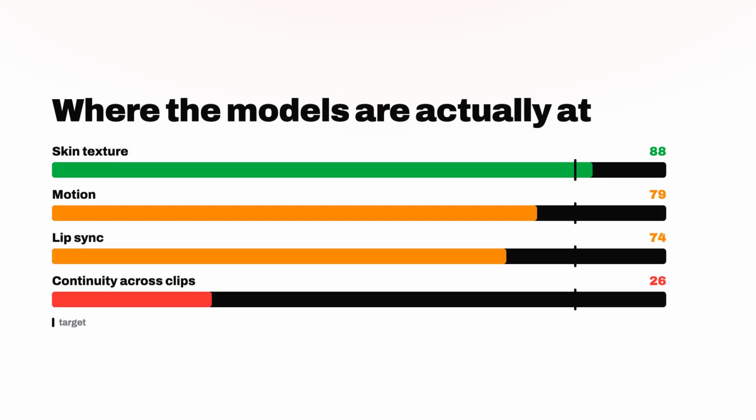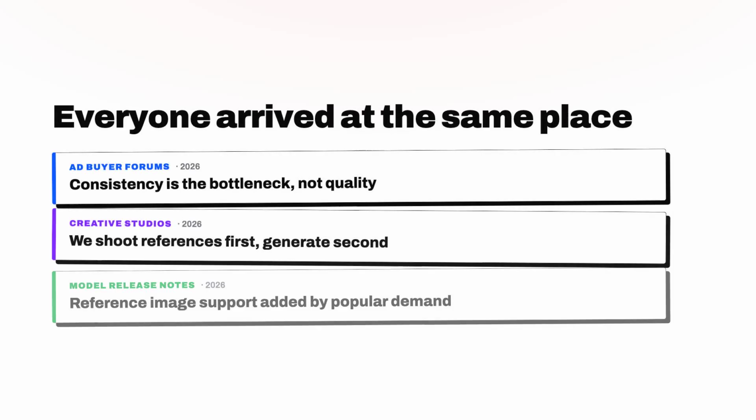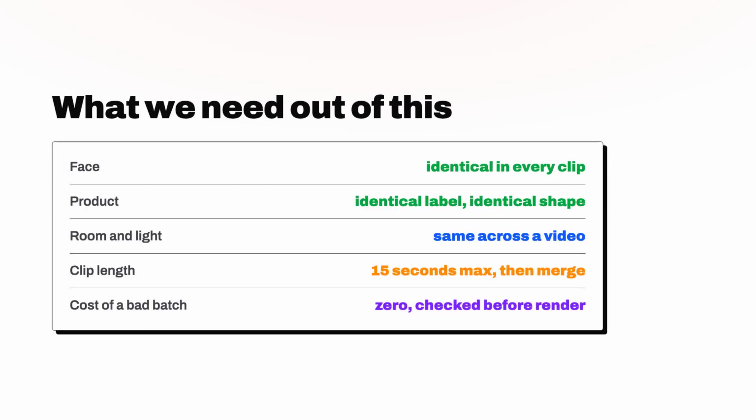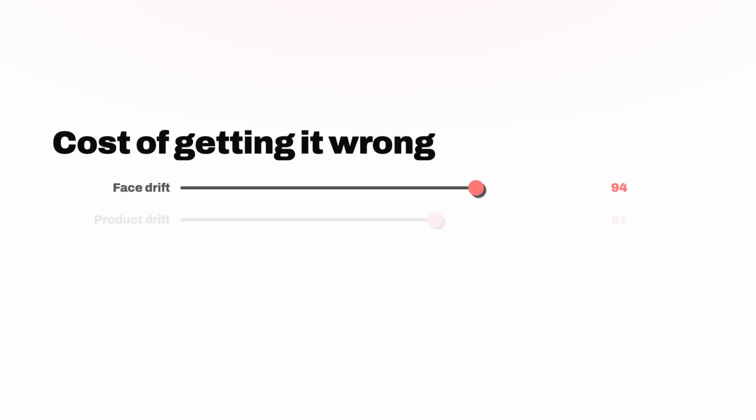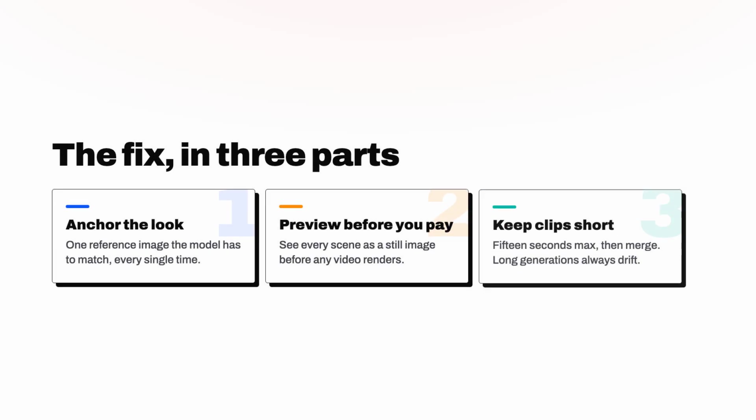Look at it as a scorecard. Texture is basically solved. Continuity is nowhere near the target, which reframes the whole job. You're not writing a better description, you're giving it something to copy. And this isn't a hot take. Everyone building in this space landed on the same conclusion. So here's the spec sheet for what we're about to build. Nothing fancy, just constraints. And honestly, ranked by how much each one costs you when it breaks, consistency is miles ahead.